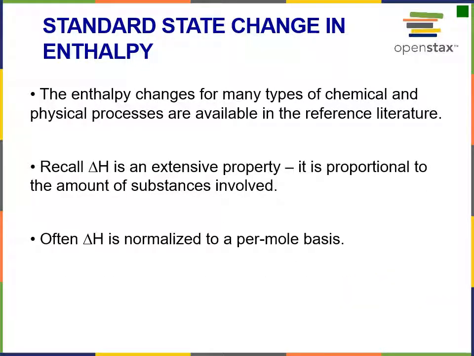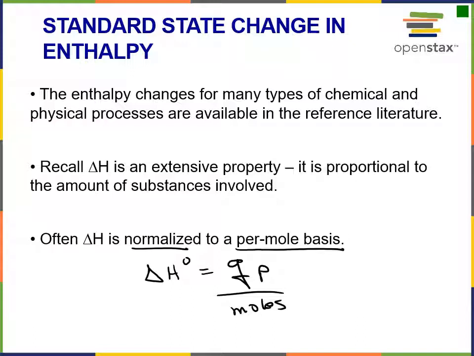Now, we frequently normalize this. How much heat is going to be involved depends on how much we have. So to get rid of the variability on that, we normalize it by dividing it by moles. So our delta H, standard state, is going to be the heat at constant pressure divided by the number of moles involved, and this is going to be tabulated in units of kilojoules per mole.